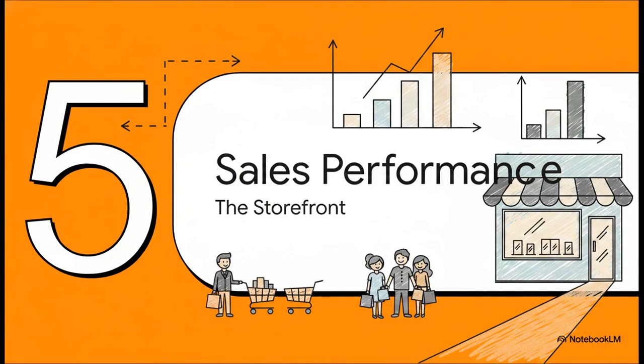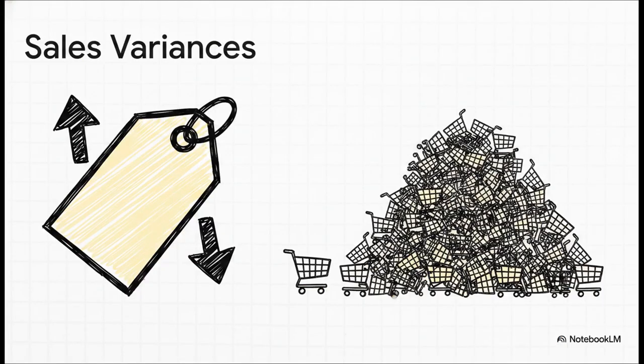Section 5. Analyzing Sales Performance, the storefront. We've thoroughly investigated the factory, so let's take this outside. It's time to see how our final products are performing out in the wild. When revenue doesn't match the budget, we are generally hunting for two main culprits.